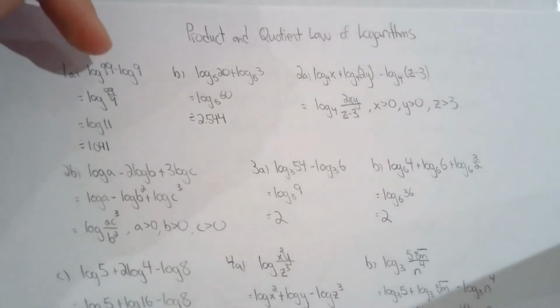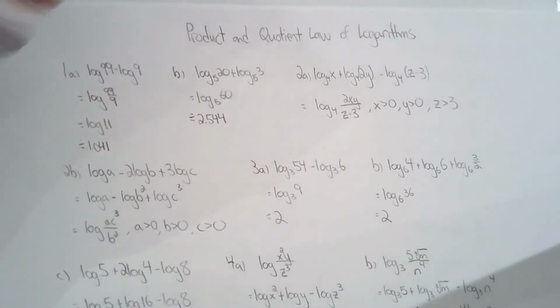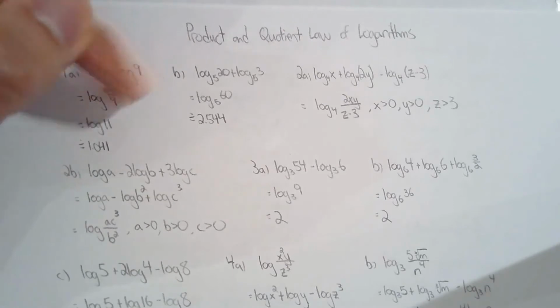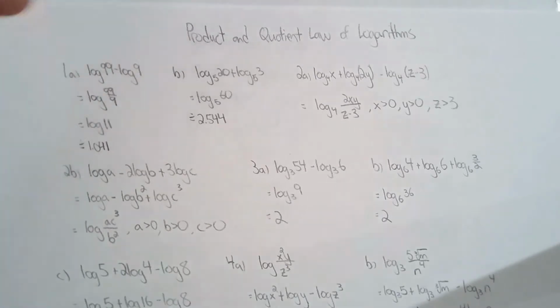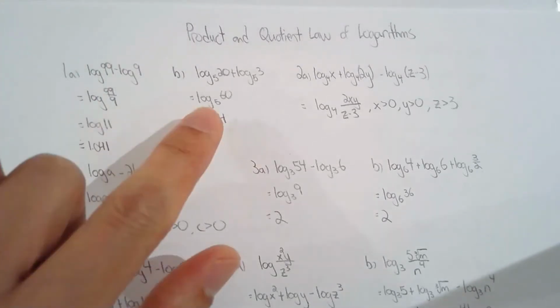So since this is a difference of logarithms with the same base, I use the quotient law, and this one I use the product law. And then just evaluate to 3 decimal places. You may need to use a change of base formula because this one's okay, base of 10, but this one is a base of 5.